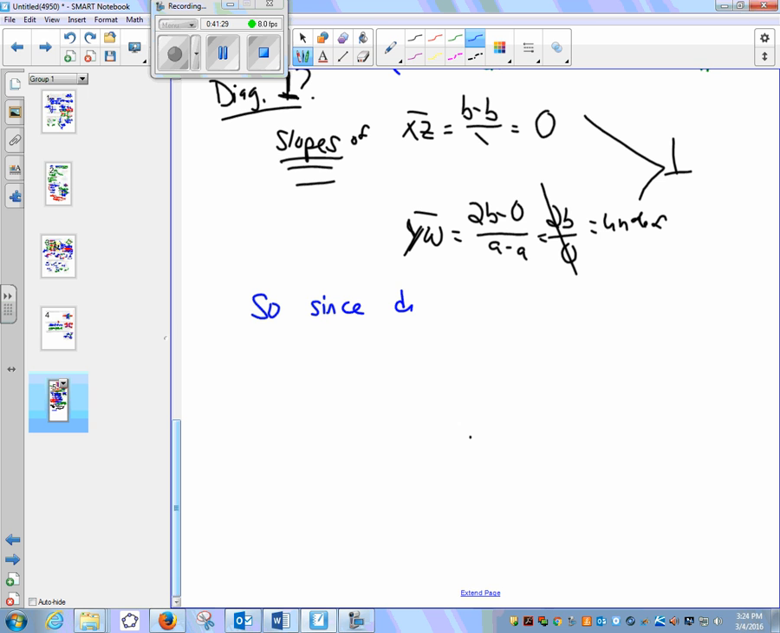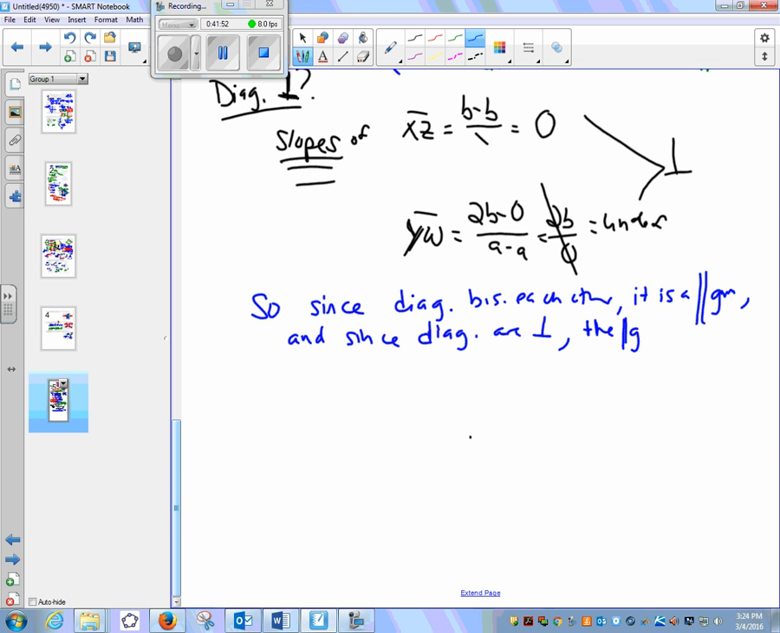So since diagonals bisect each other, it is a parallelogram. And since diagonals are perpendicular, the parallelogram is a rhombus.